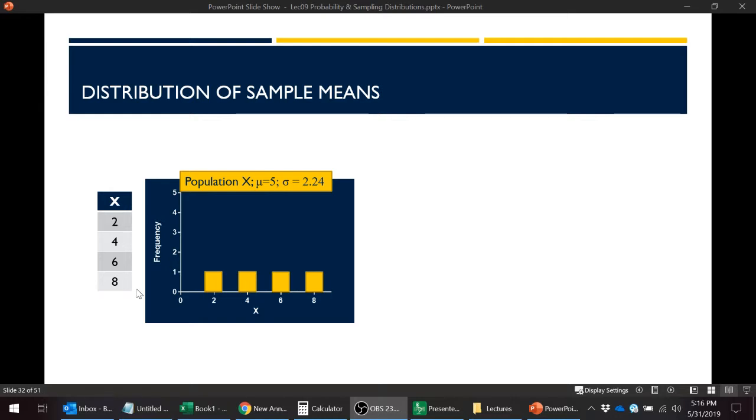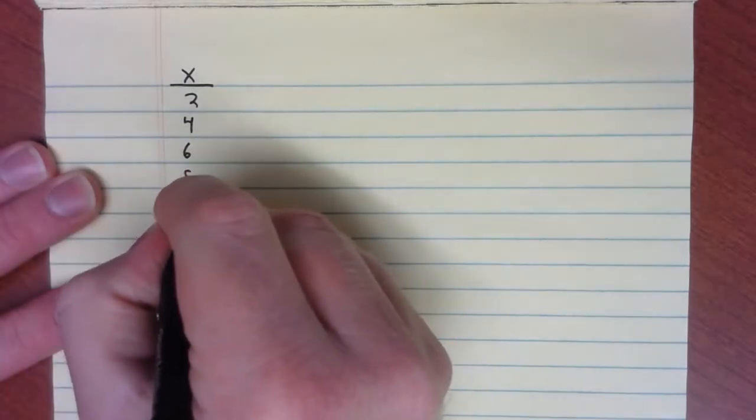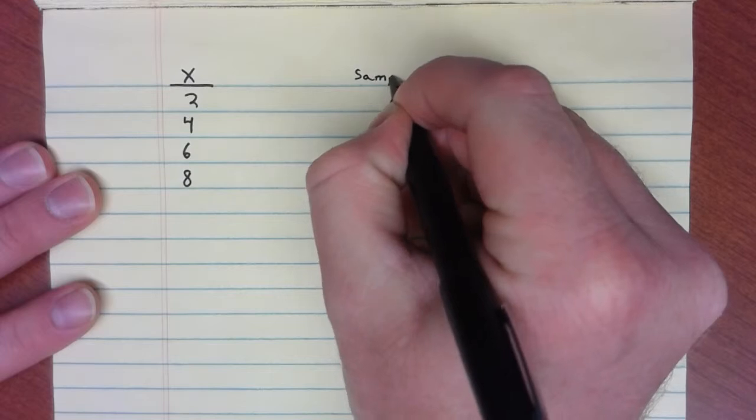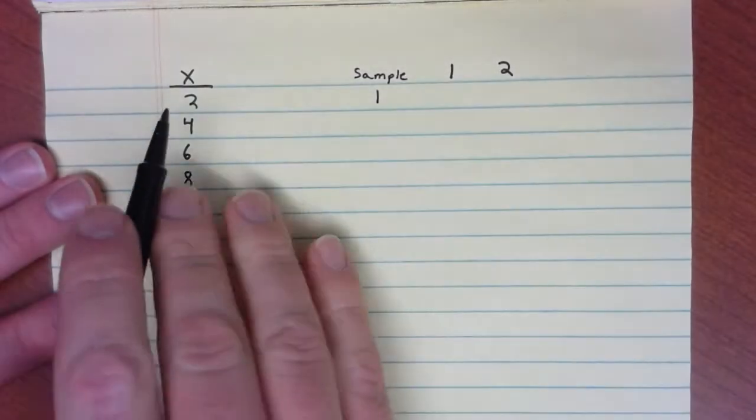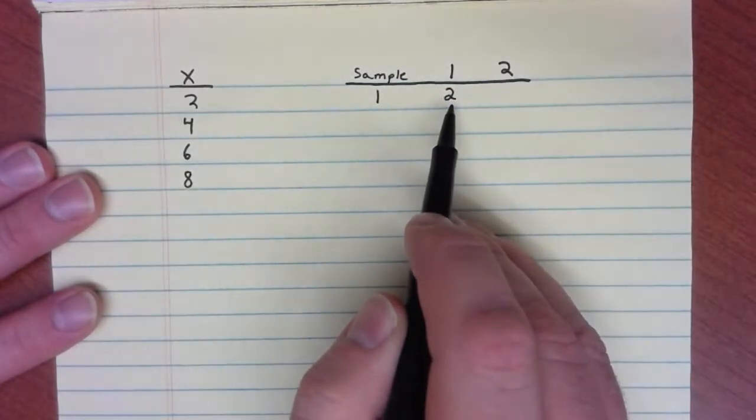What we're going to do is actually take the time and create this distribution of sample means. I am retranscribing the population, and then we're going to set up pulling out all these different samples. So we'd have a given sample, the first score in that sample, and the second score of that sample. So all the samples with an n of 2. Pull out 2 to start.